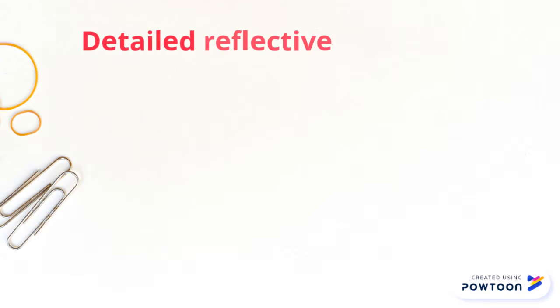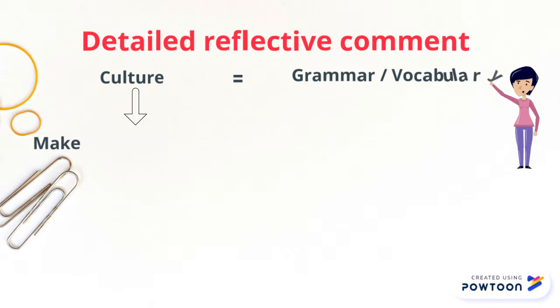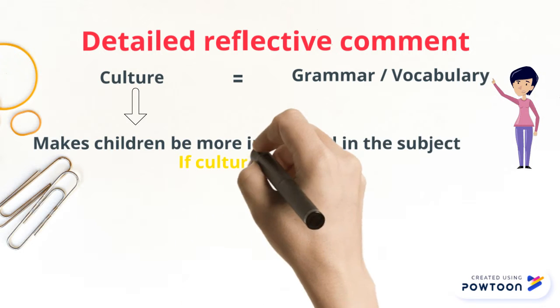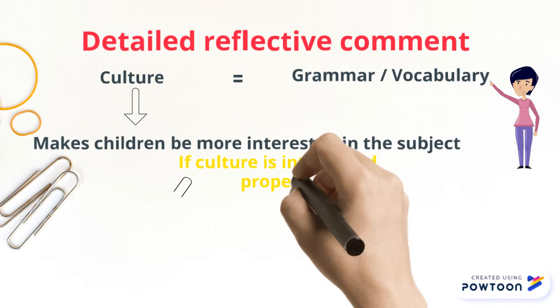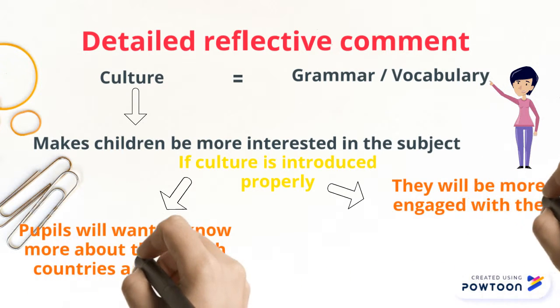A reflective comment. Culture is an important aspect of the foreign language which should be worked as well as the grammar and vocabulary, since it makes children more interested in the subject as they see that part like a curious fact which is appealing to them. Therefore, if culture is introduced properly, pupils will want to know more about the English countries and people, and in this way they will be more engaged with the subject.